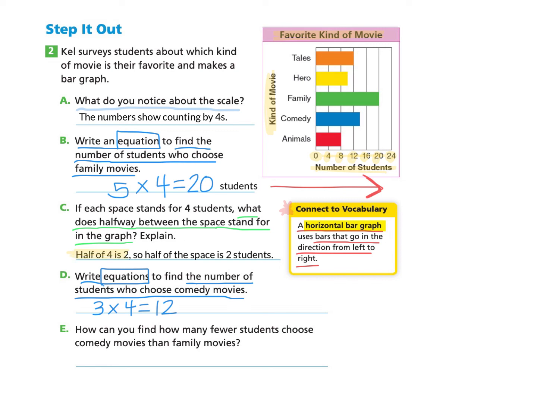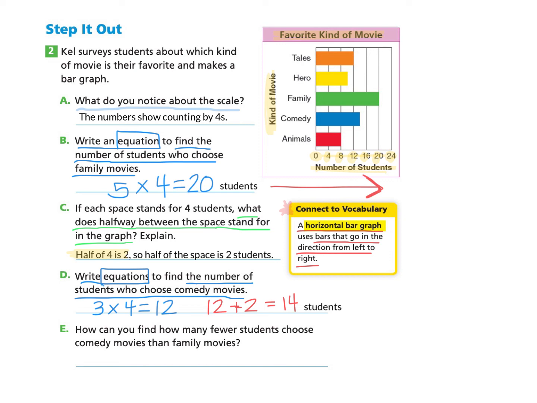So what we're going to do is make another equation. Our next equation is going to say 12 plus 2 because it has a half. And we're going to add those together. And when we do that, we get 14. So our answer is 14 students.